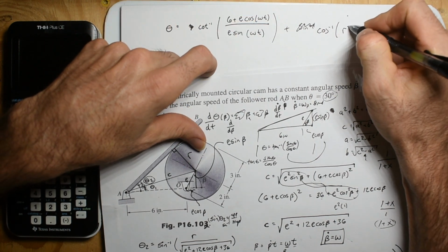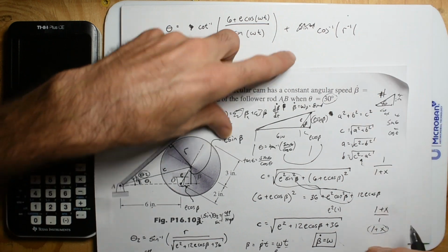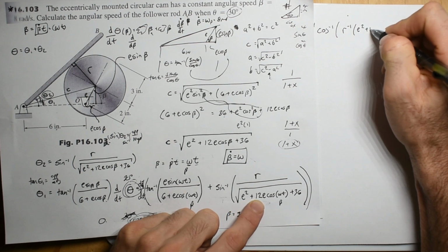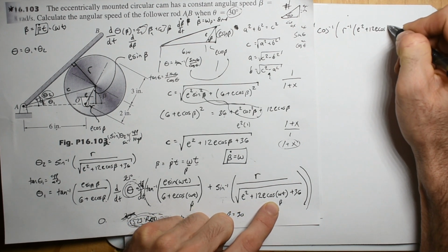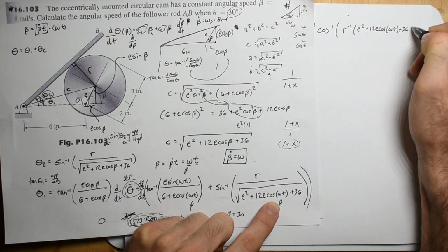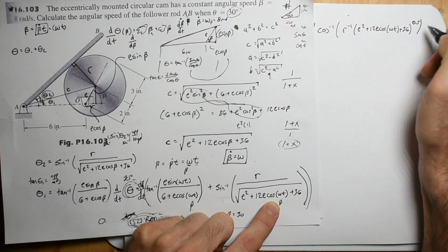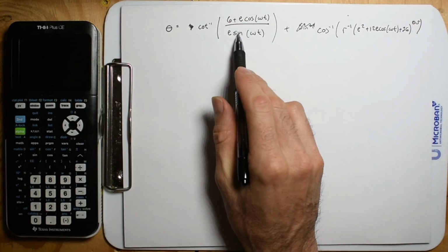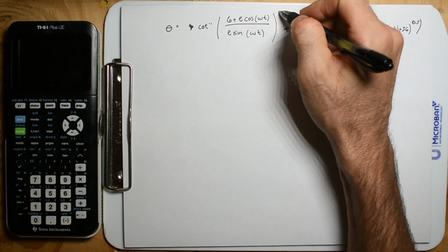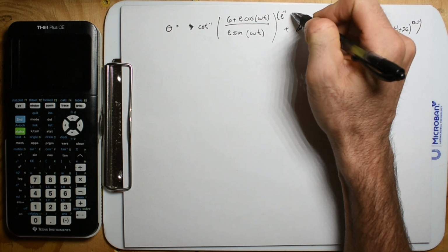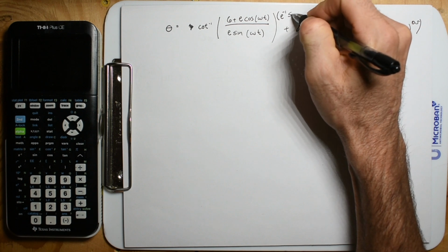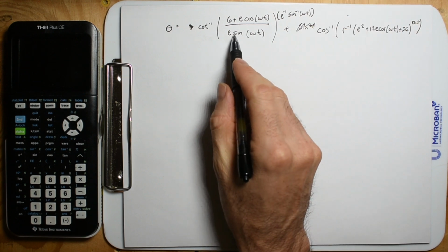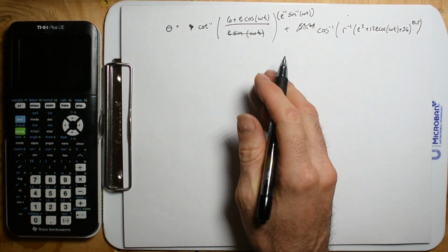So I'm just going to say this is r to the negative 1. And then even square roots: I get rid of the square root and just say this is bracket e squared plus 12e cosine omega t plus 36 to the 0.5 power. Okay, let's see how we do there. And then even this can be rewritten as e to the negative 1 sine to the negative 1 omega t, because then we won't even have to use the quotient rule.